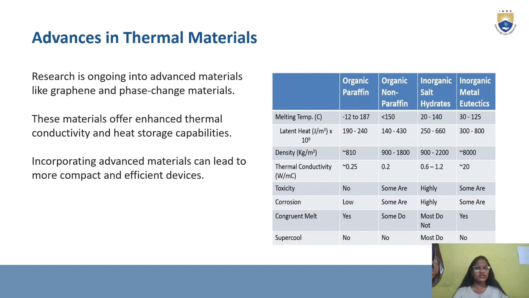Advances in thermal materials. Research is going on into advanced materials like graphene and phase change materials. These materials offer enhanced thermal conductivity and heat storage capacities. Incorporating advanced materials can lead to more compact and efficient devices.